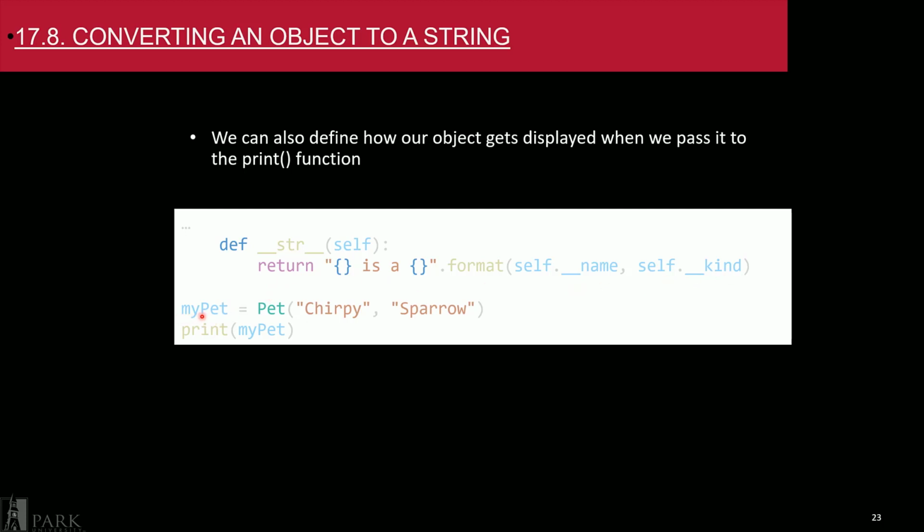So here you can see we're creating a pet called my pet, and we're initializing it with Chirpy and Sparrow, and then we call print and we pass in our pet object. What do you think is going to happen? Well, it's going to print out exactly what we told it to, which is Chirpy is a sparrow.